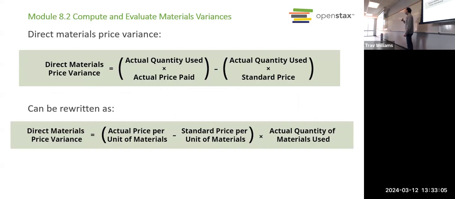Okay, so as I mentioned to you in this chapter, we're going to be comparing standards and actual performance. We're going to do that with materials, with labor, and with variable overhead. Fortunately, the formulas that you use for all three are the same. The words change a little bit, but the formulas are the same.